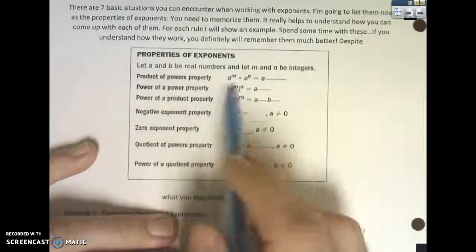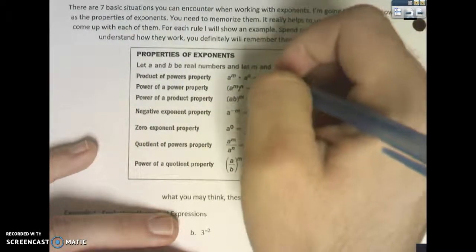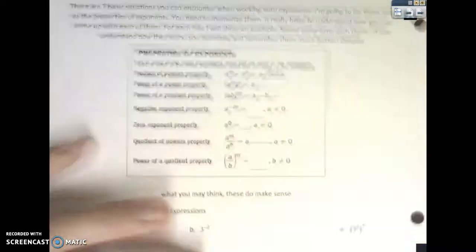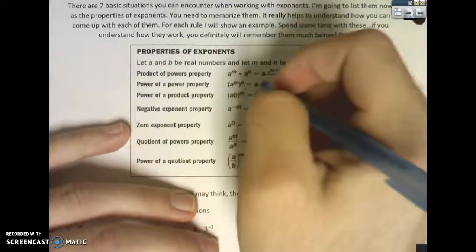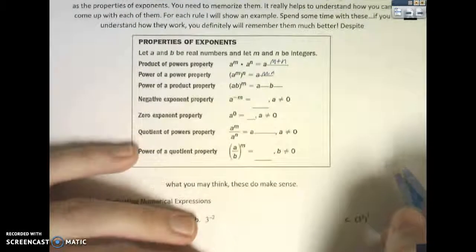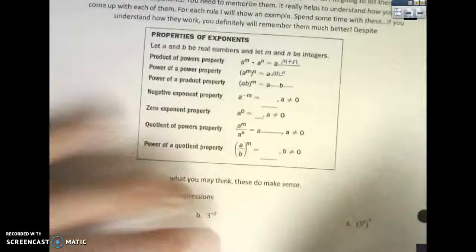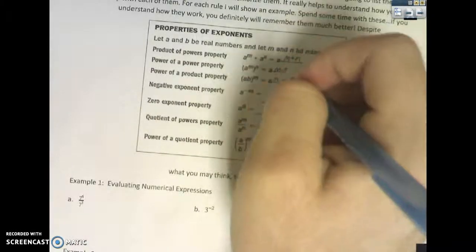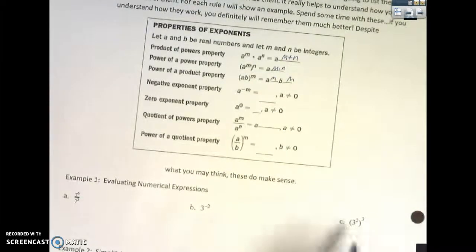The product power, which is what we had over there, a to the m times a to the n is a to the m plus n. You add the exponents. The power of a power property, a to the m raised to the n is a to the m times n. The quantity ab raised to the m power is a to the m times b to the m. That means both the things inside there can be raised to the power.